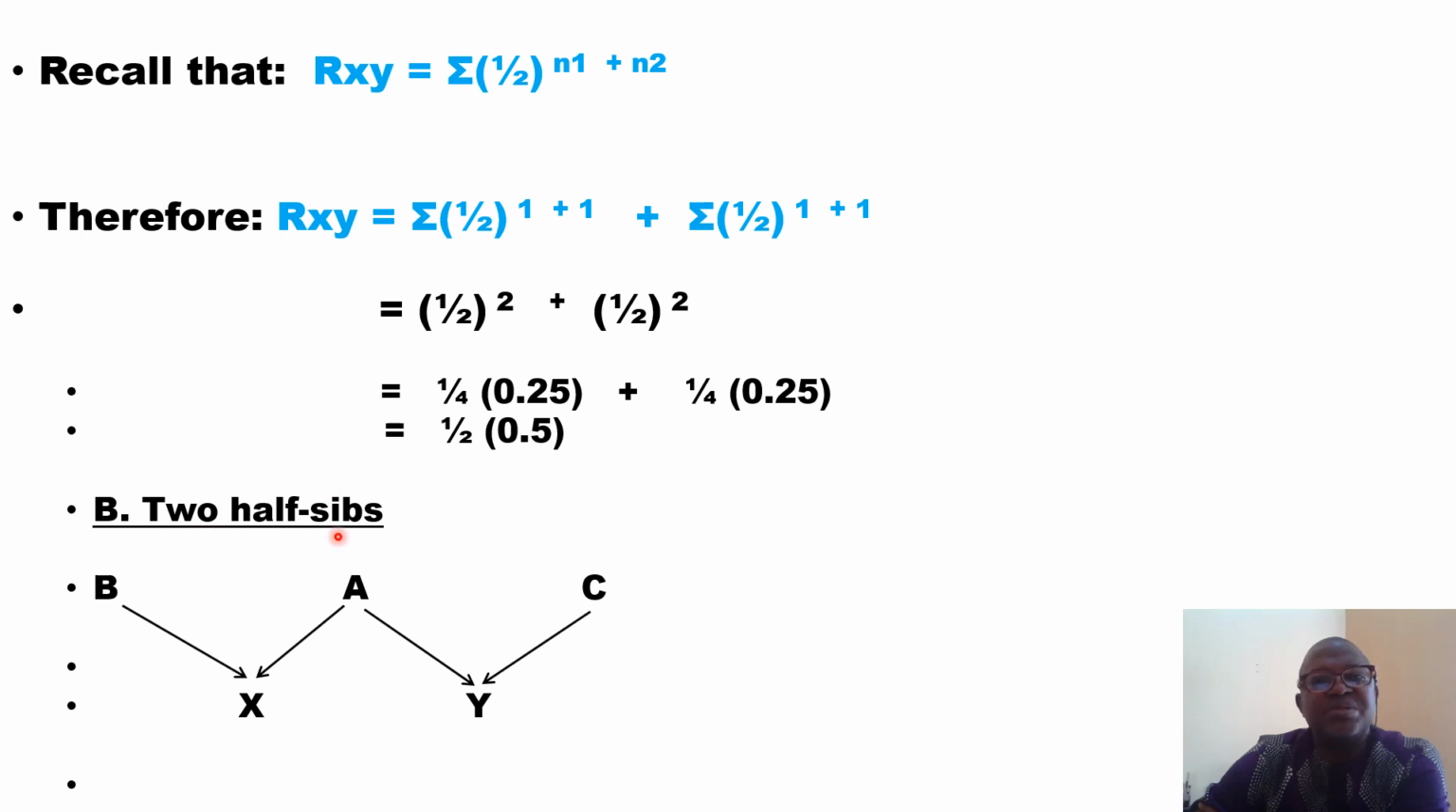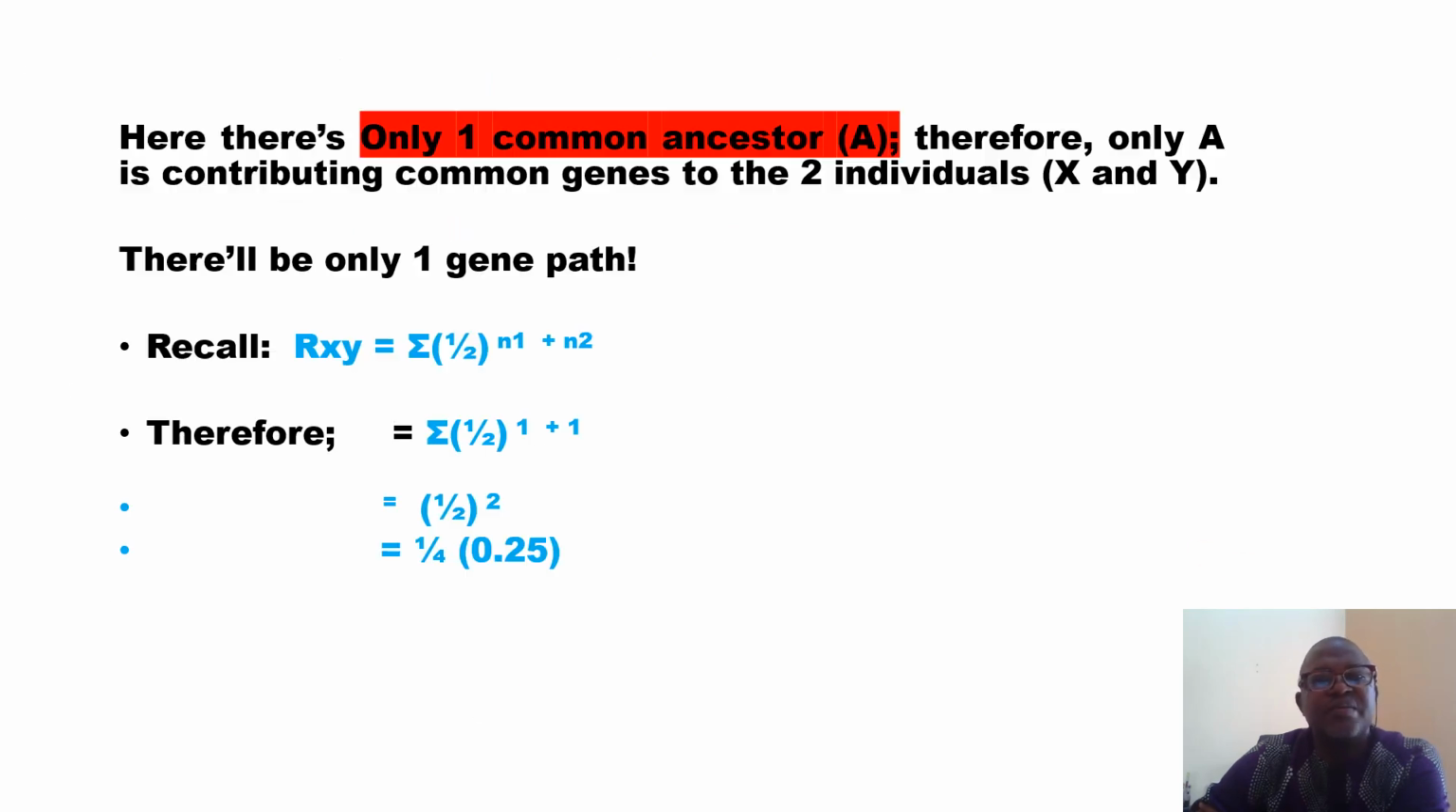What of two half sibs? Half sibs are produced when two individuals share one common ancestor. A is a common ancestor. B is the mother to X, and C is the mother of Y. So X and Y are half sibs. Here, because there's only one common ancestor, it is only it that is contributing common genes to X and Y. And because of that, there will be only one gene path.